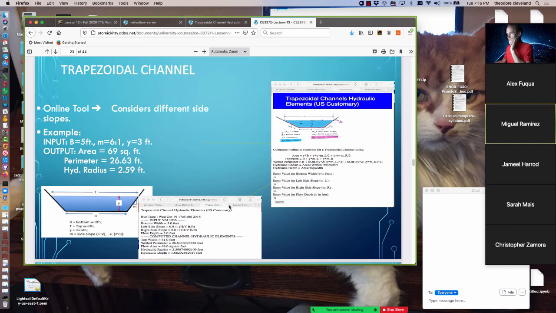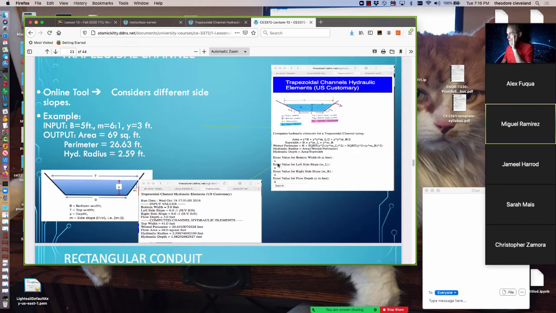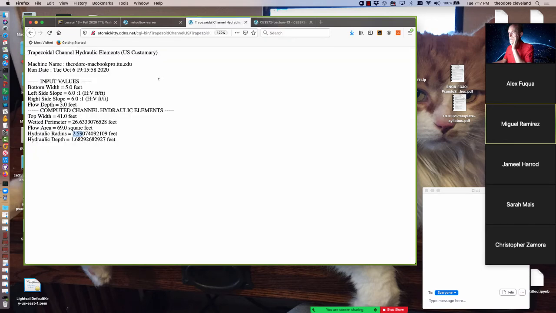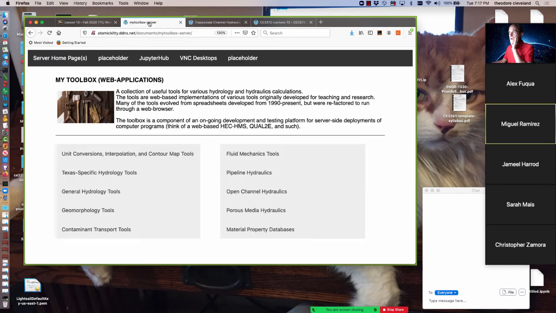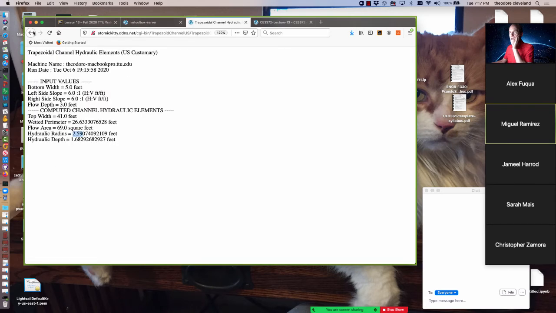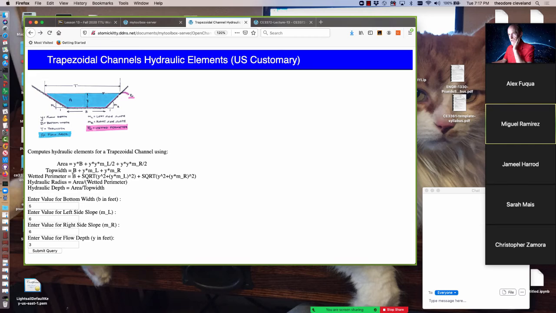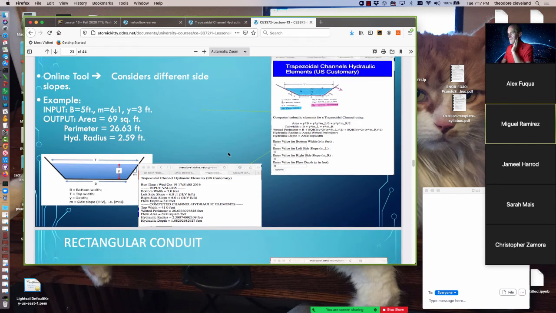So we just ran this example. And so this has been reasonably well tested for a lot of different trapezoidal channels, and it gives you the ability to handle different side slopes. And it also has the equations that are being implemented. So you can use that to check any work that you do.